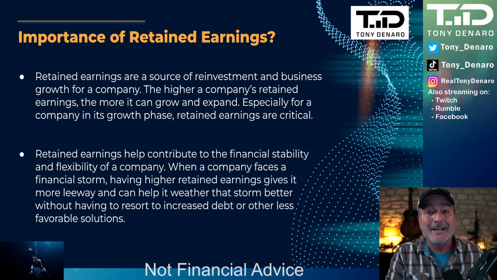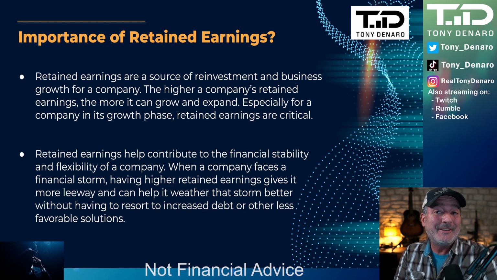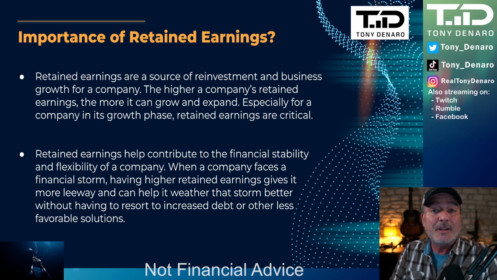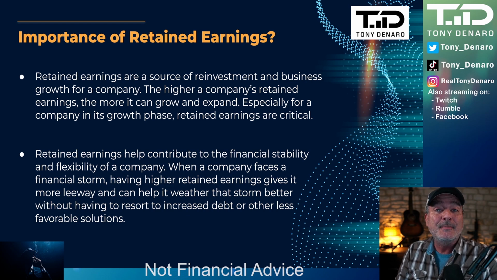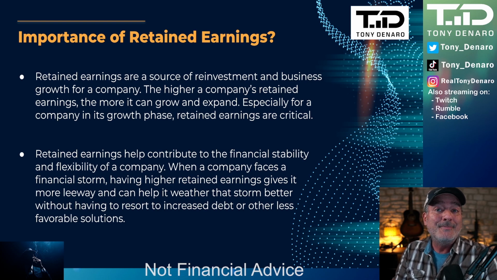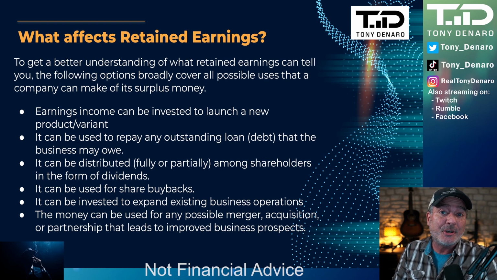More stable companies might not retain as much, and investors might expect that mature companies pay out some of their income as dividends. Warren Buffett would tell you that having a healthy retained earnings on the balance sheet contributes to the financial stability and flexibility of a company. When times get tough out there in the market or in the economy, as they sometimes do for companies, having a higher retained earnings can often help the company weather those tough times without having to resort to increasing debt or less favorable solutions.